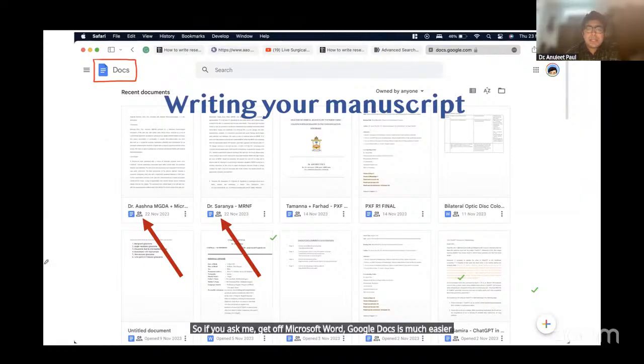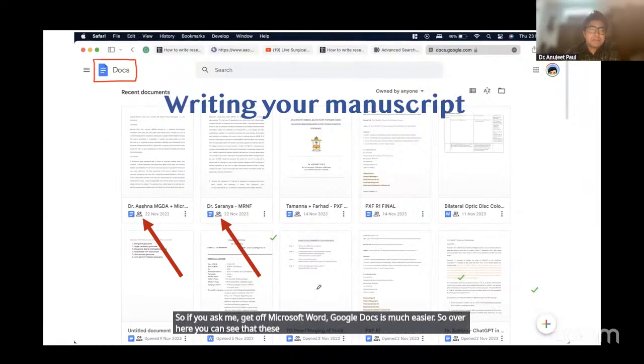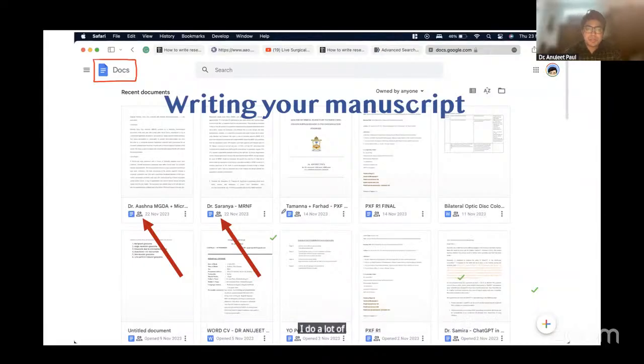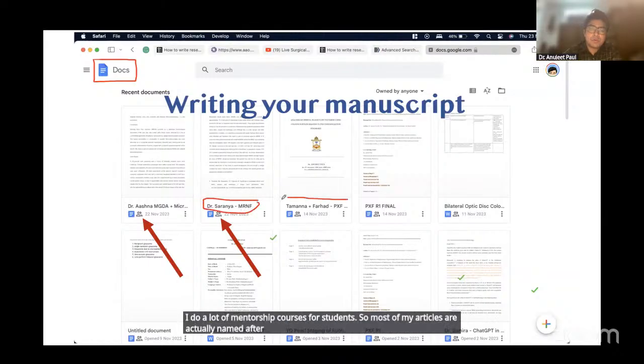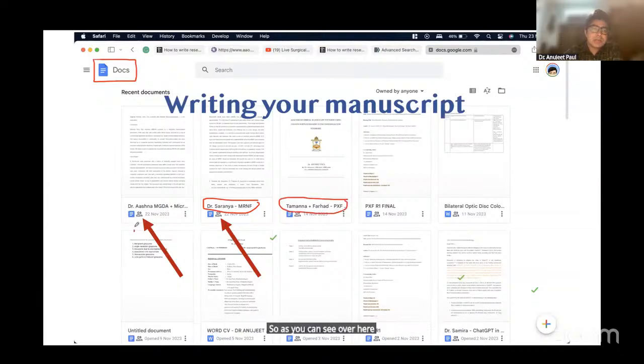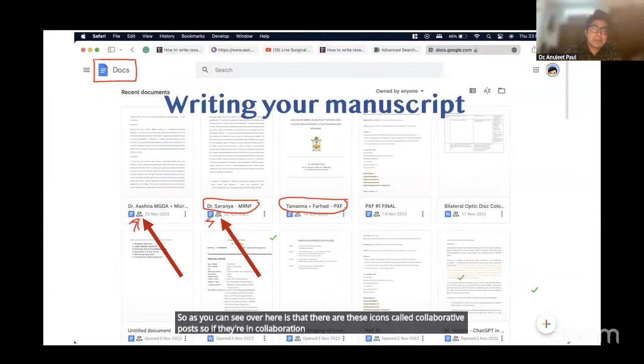Over here, you can see that these are all my articles that I was publishing. I do a lot of mentorship courses for students, so most of my articles are actually named after the people who are working on the article. As you can see over here, there are these icons called collaborative posts. If they're in collaboration with someone, their name is mentioned, and whatever changes I make gets made directly. So these are all articles that are in collaboration.